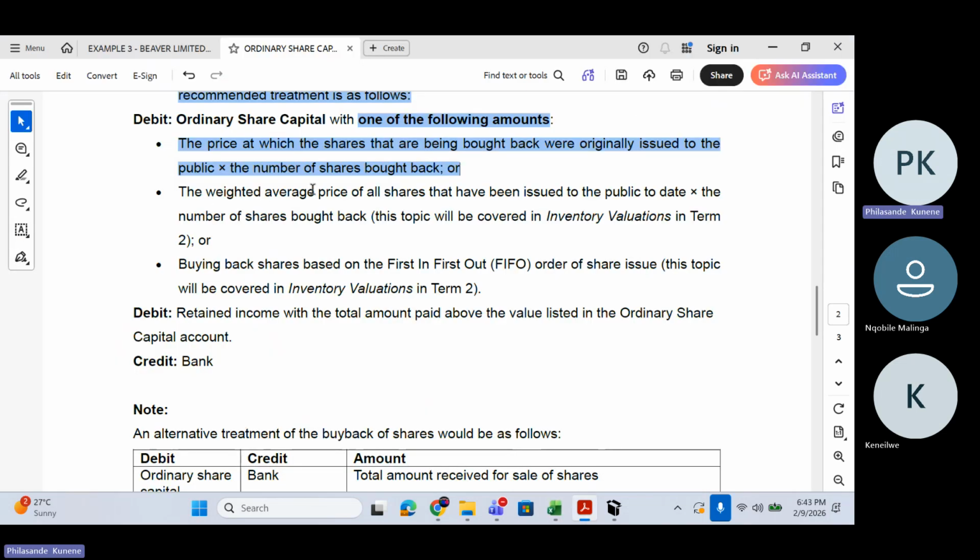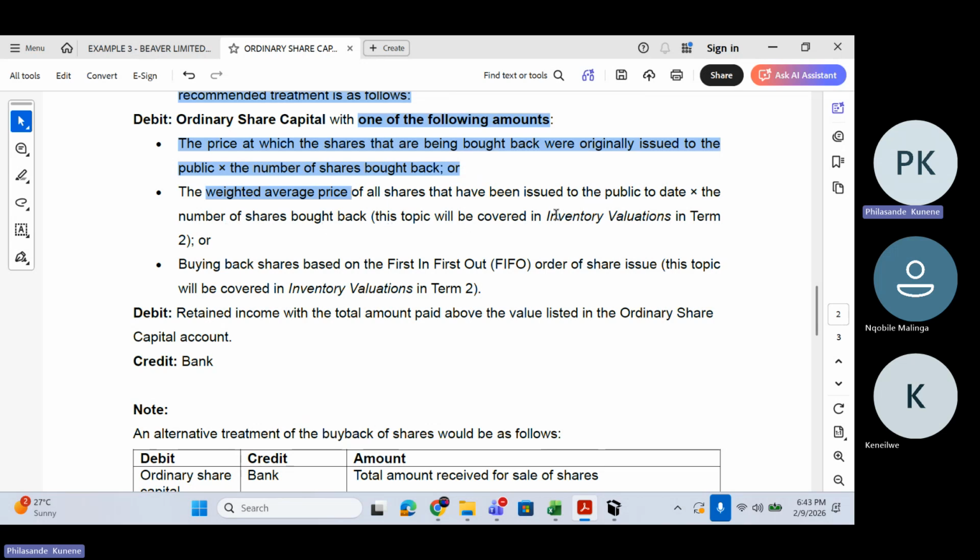Or the weighted average price. We're going to work with the weighted average price because sometimes we cannot keep track of how much we issued the shares at to the public. When they're setting the exams, they don't really tell you how much we issued the shares that we're buying back at. So we are going to calculate the weighted average price of all shares that have been issued to the public to date times the number of shares bought back.